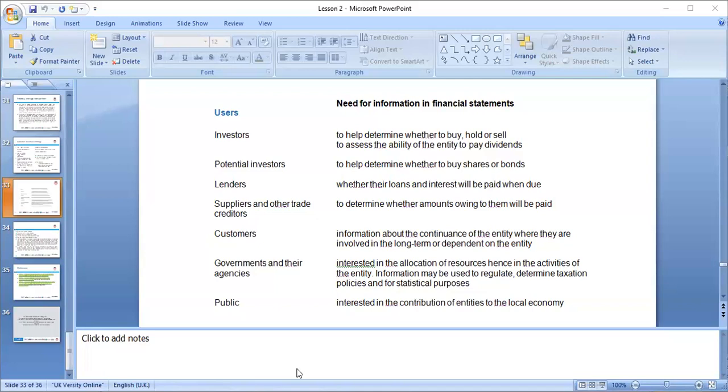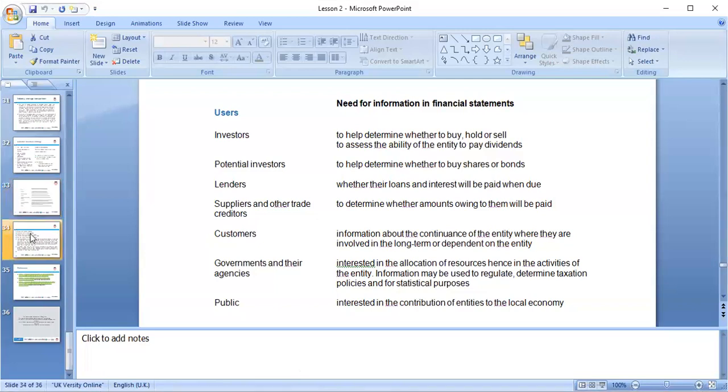Customers need information about the continuing entity, if you're giving them a guarantee and warranty, whether that will be honoured or not. That's what we need to look at. Government agencies really want to know whether taxes are collected or not. The public is also interested in what the company is doing for the local people and their welfare.